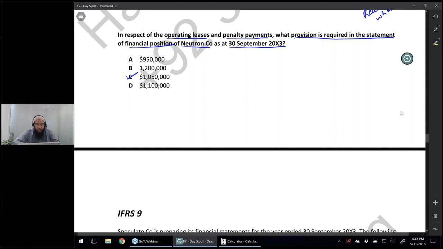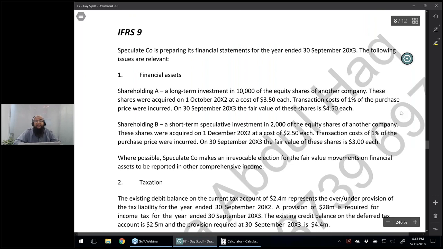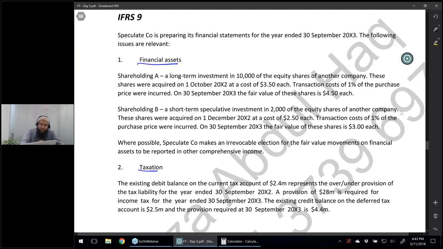Now let's move on to IFRS 9. This actually relates to IFRS 9 as well as taxation as well as IFRS 15. So there are three different areas in the next question that we are going to solve. Now the question says that Speculate company is preparing its financial statements for the year ended 30th September 2023. The following issues are relevant.